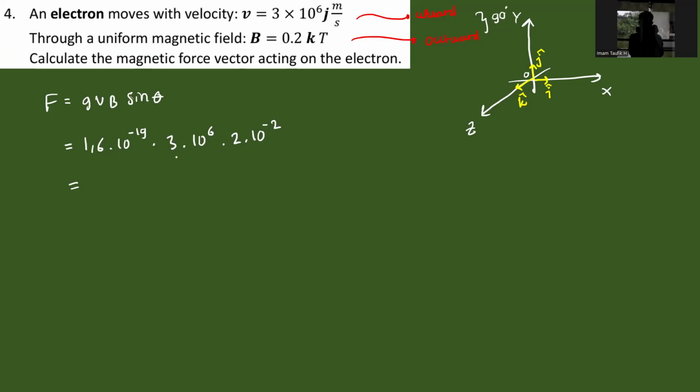3 times 2 is 6. 6 times 1.6 is, I guess, 9.6. Is that right? Yeah, I guess it's right. Okay, next.